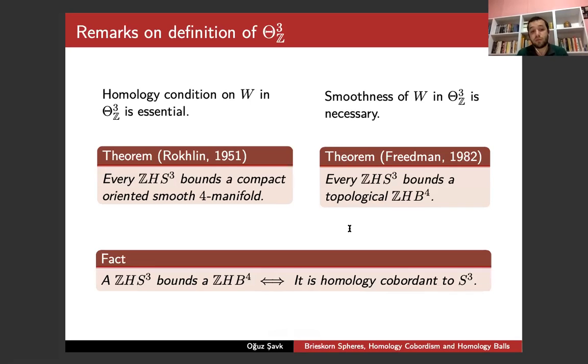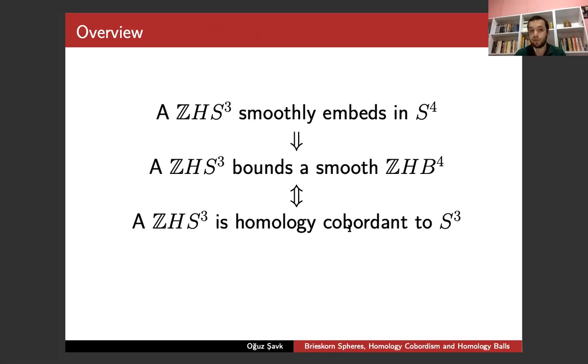This fact can be seen from the definition of the homology cobordism group and says that an integral homology sphere bounds an integral homology ball if and only if it is homology cobordant to the three-dimensional sphere, because the three-dimensional sphere behaves as a trivial element in the homology cobordism group. So we have three notions. This is an overview: if an integral homology sphere smoothly embeds in S4, then this sphere bounds a smooth integral homology ball. In this case, it is homology cobordant to the three-dimensional sphere.